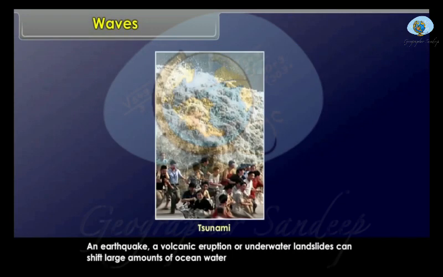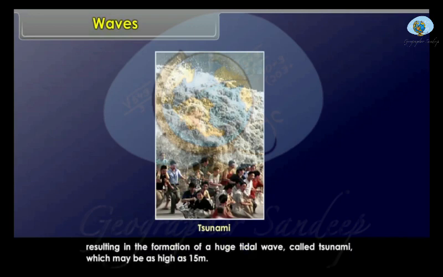An earthquake, a volcanic eruption, or underwater landslides can shift large amounts of ocean water, resulting in the formation of a huge tidal wave called tsunami, which may be as high as 15 meters.